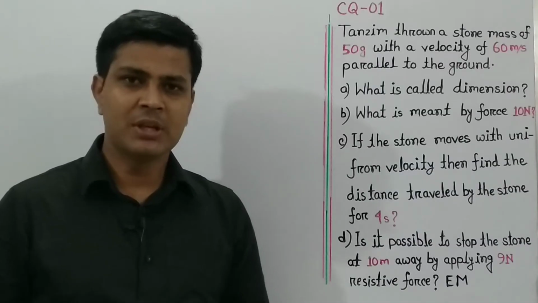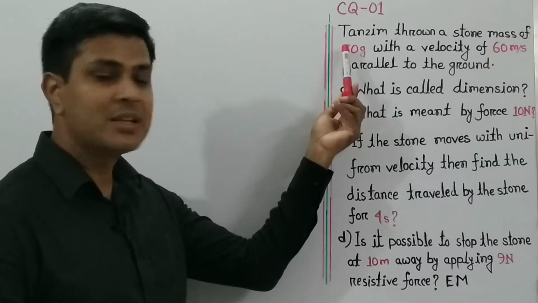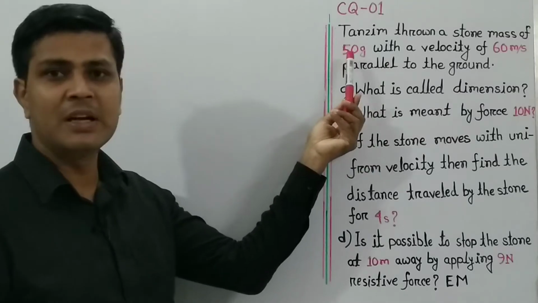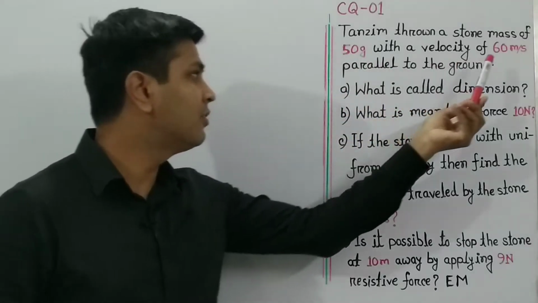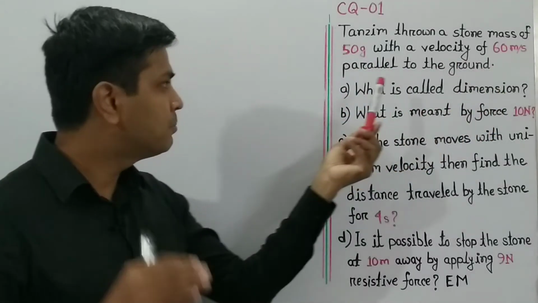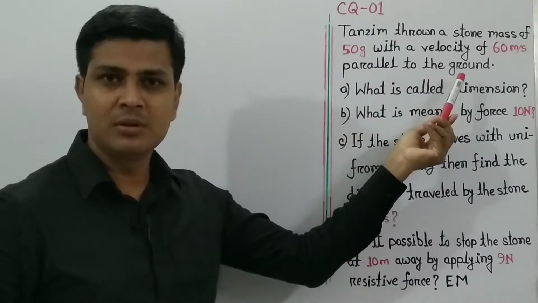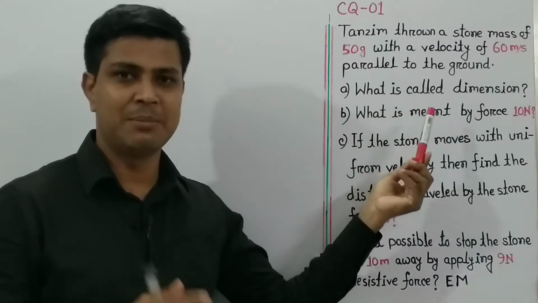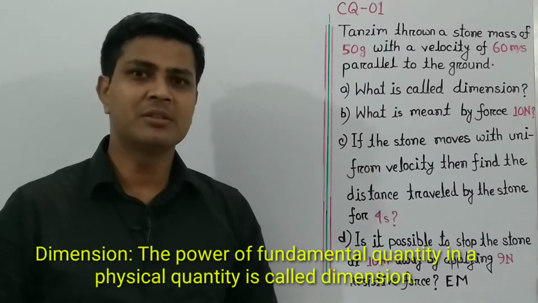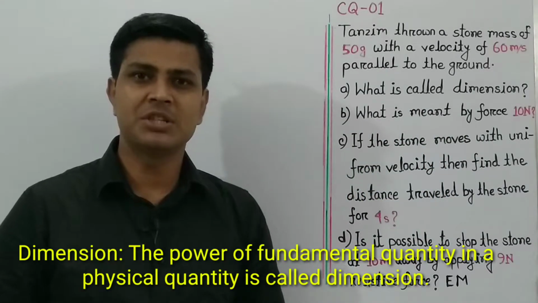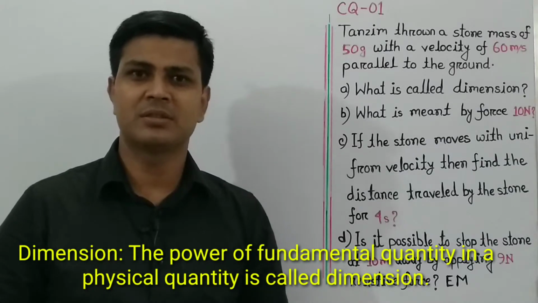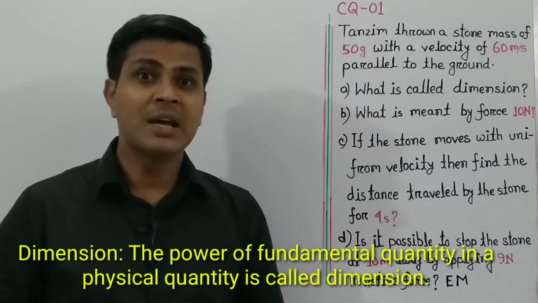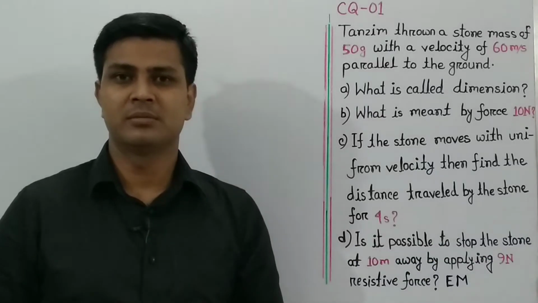First creative question, let's see the stem. The stem says Tanjim threw a stone of mass 50 gram with a velocity of 60 meter per second parallel to the ground. This is the stem. Question A is: what is called dimension? Dimension means the power of fundamental quantity in a physical quantity. And you know the dimension of force is ML per T square.